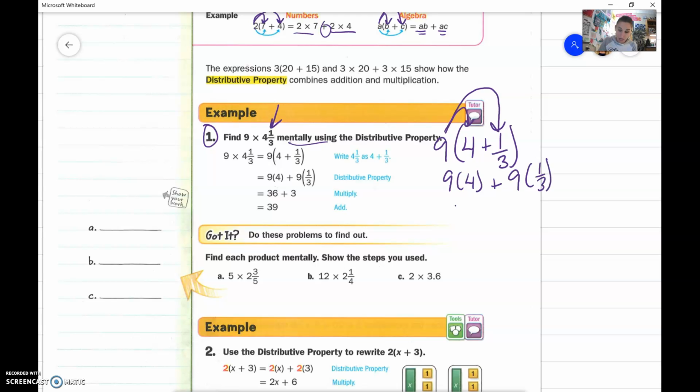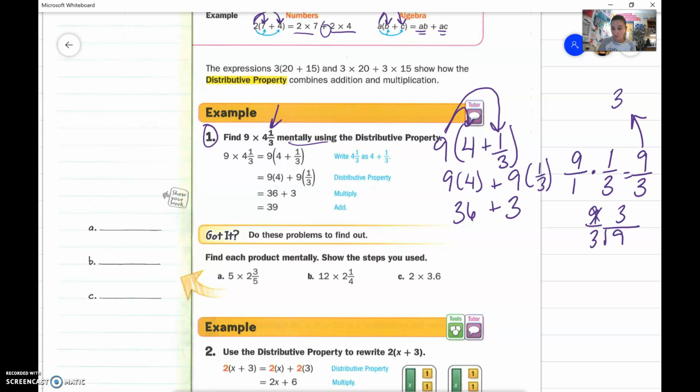When I do this, I know that 9 times 4 is 36 plus 9 times 1/3, which, again, quick review, I'm going to multiply my numerators, multiply my denominators, I get 9/3. That's an improper fraction, okay, which means I have to know how many groups of 3 I can make from 9, which is 3. So therefore, it's really 3. Okay, or I can, remember, divide it out. It gives me 3. So when I add 36 plus 3, I get 39.